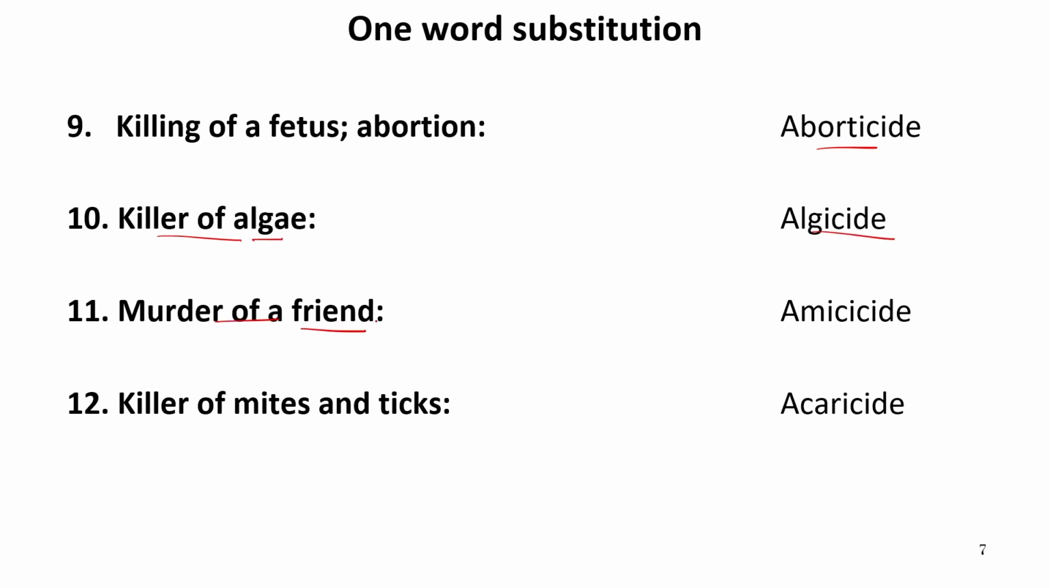Murder of a friend. It means when anyone kills his own friend. Suppose there is a person A and he kills his friend B. So killing of one's friend by any means for any purpose, that is known as amicide. Now for a friend, we use the word amiable. So the meaning of amiable is friendly. From that particular word, we derive amicide. And amicide means killing of one's friend.